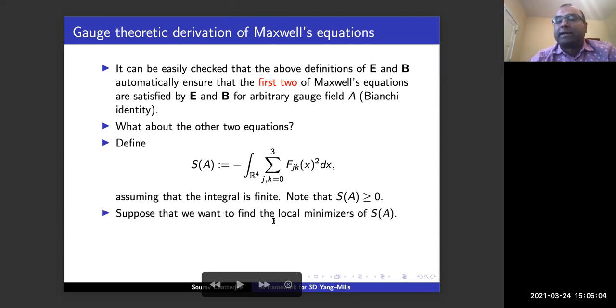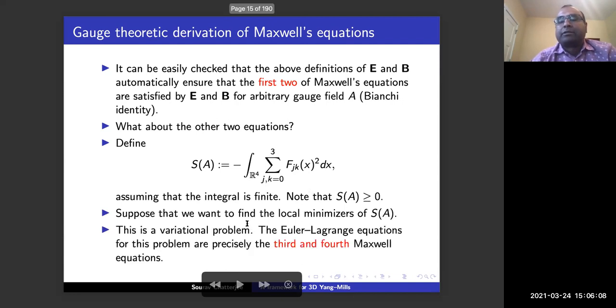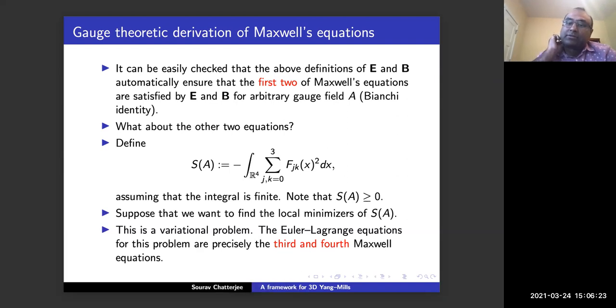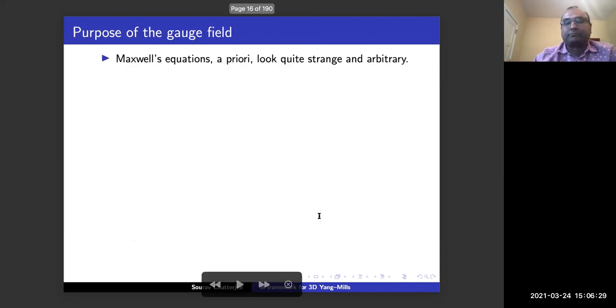Suppose we want to find the local minimizers of this S(A). Finding that is a variational problem: the fields A that minimize or locally minimize this. And the Euler-Lagrange equations are the third and fourth Maxwell equations. So that's nice.